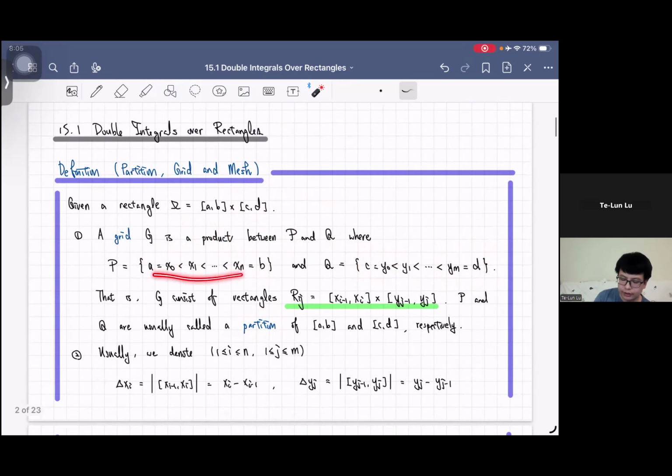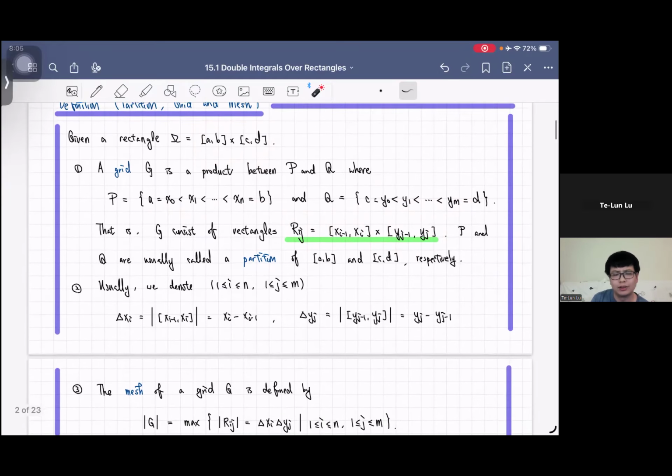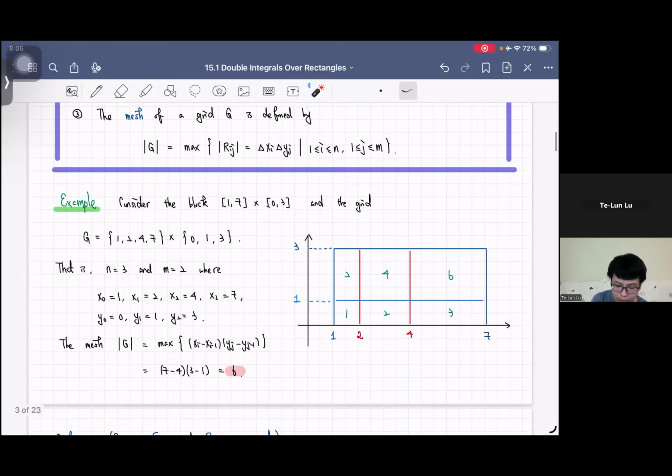So this partition actually cuts the rectangle into several little rectangles, and we give some notation. R_ij here is defined to be [x_{i-1}, x_i] times [y_{j-1}, y_j]. So that is basically a small rectangle within the big rectangle [a,b] times [c,d]. These are so many notations, so let me go through some examples.